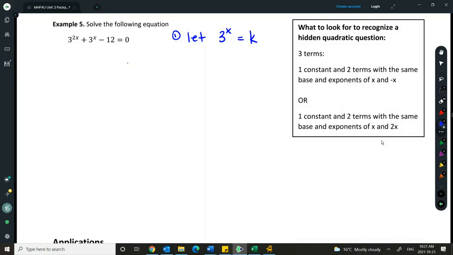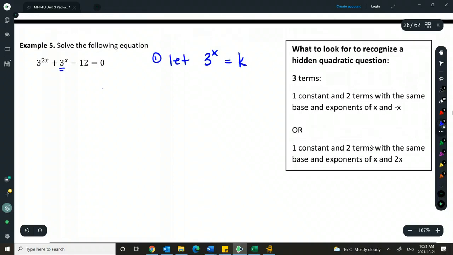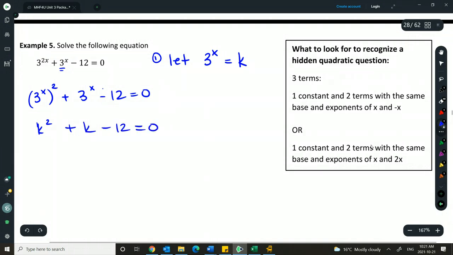So I'm going to sub in, wherever I see a 3 to the x, I'm going to sub in k. And this part right here, the 3 to the 2x, would be more helpful if we write this as 3 to the x squared. And that's equal to this because if I have 3 to the x squared, I multiply x and 2. So I'm just writing this in a different way so that we can see when we sub in k here, we actually get k squared plus k minus 12 equals 0.